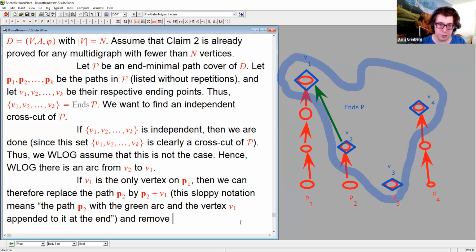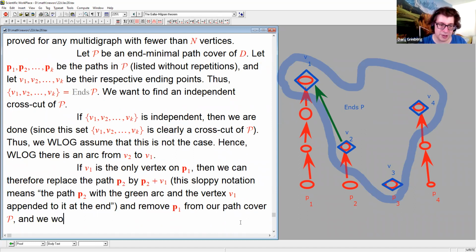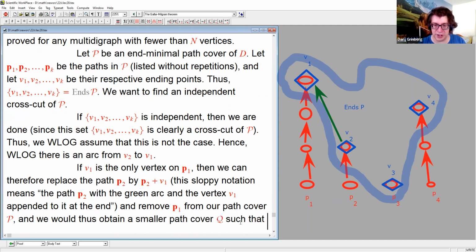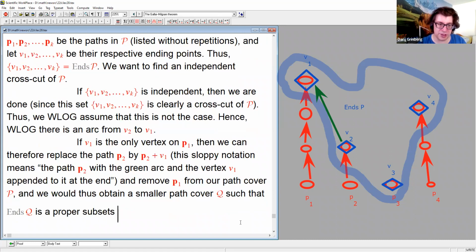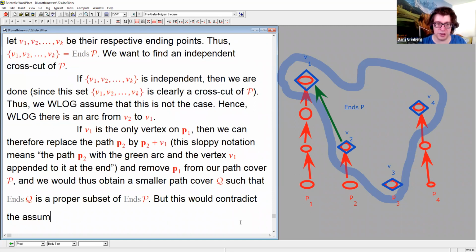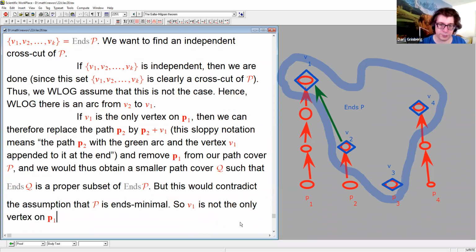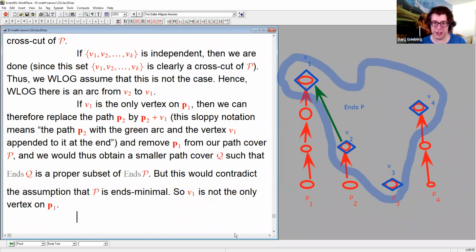and remove P1 from our path cover P, and we would thus obtain a smaller path cover Q such that ends Q is a proper subset of ends P. But this would contradict the assumption that P is ends minimal. So V1 is not the only vertex on P1. That was a bit of a degenerate case. The interesting cases come now.